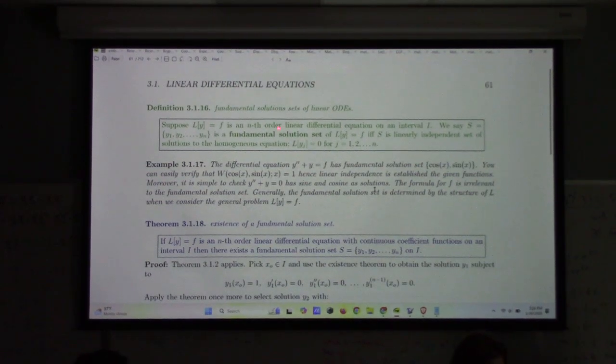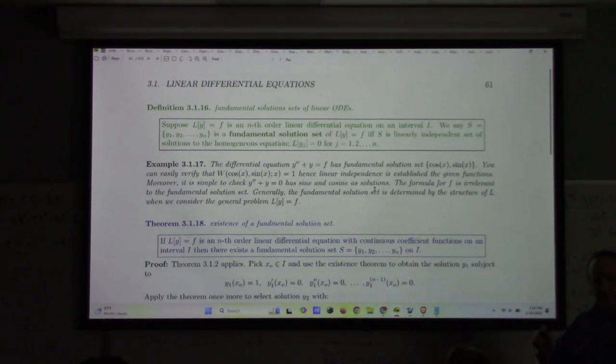So a fundamental solution set for a linear differential equation is a set of n solutions to the homogeneous problem, which is also linearly independent. All right, that's a fundamental solution set. Our goal next class is going to be constructing fundamental solution sets for the constant coefficient problem. Now, this theorem says that our goal next class is not without hope. If you have an nth order linear differential equation with continuous coefficient functions on an interval I, then there exists a fundamental solution set. So we can do it.